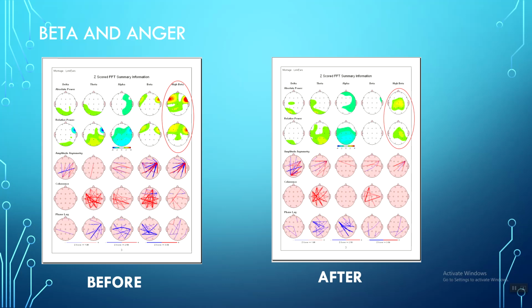This is an old slide. This is a before and after of someone that had some anger issues, and that's how it manifested in their EEG. So, that is ventrolateral prefrontal beta.